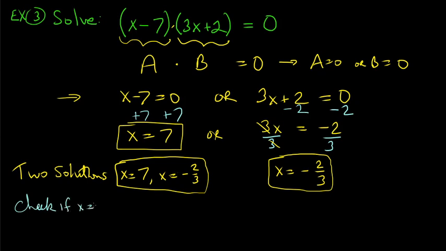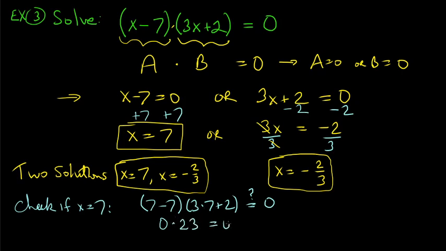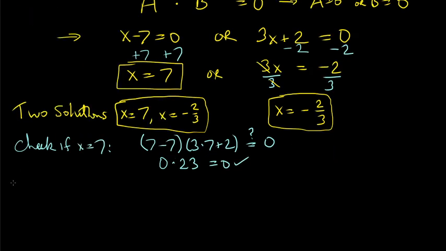Right? If x is 7, then you get the original equation, the one up here, right? Replace x with 7. So you're going to get (7 minus 7) times (3 times 7 plus 2). And we want to check, does that equal 0? Well, 7 minus 7 is 0, right? And 3 times 7 plus 2 is 23. But 0 times 23 is indeed 0. So that works. Right. What about the other solution? Negative 2/3.